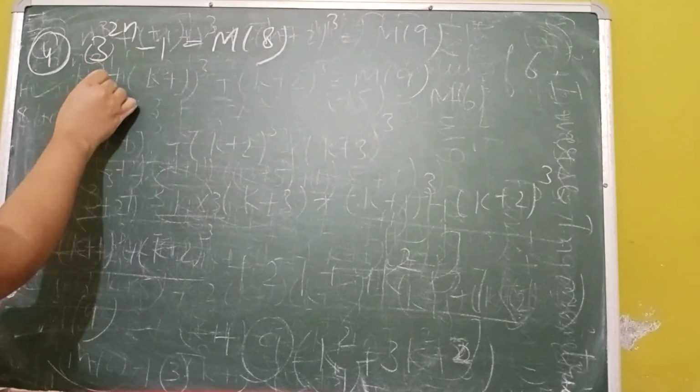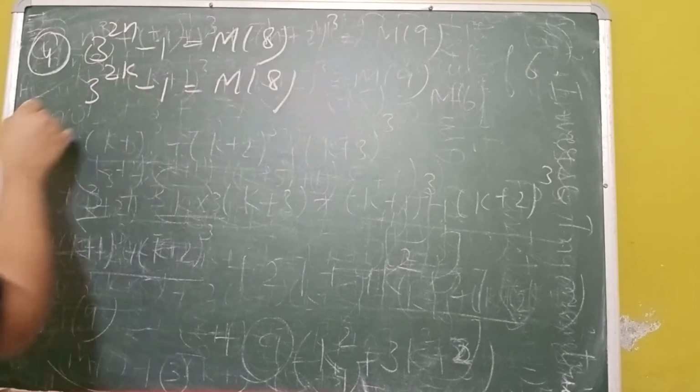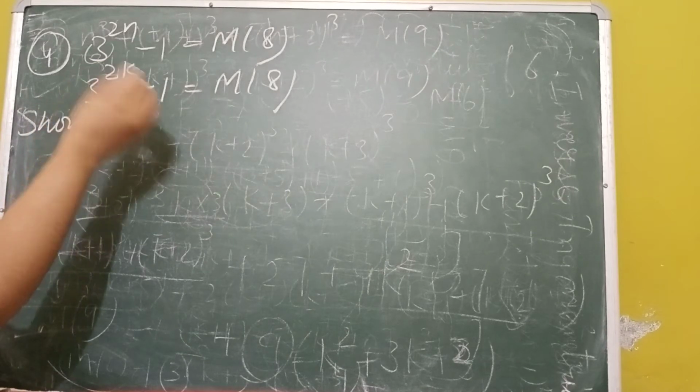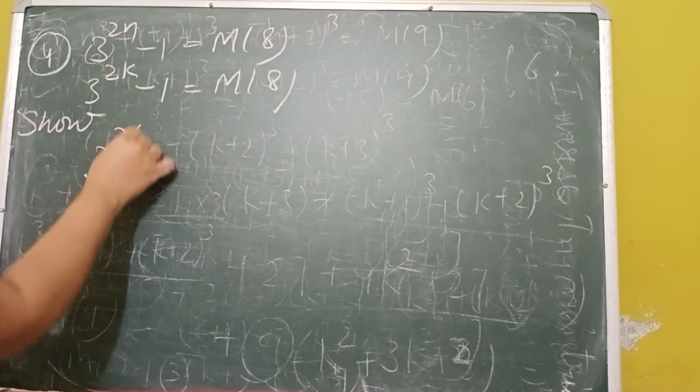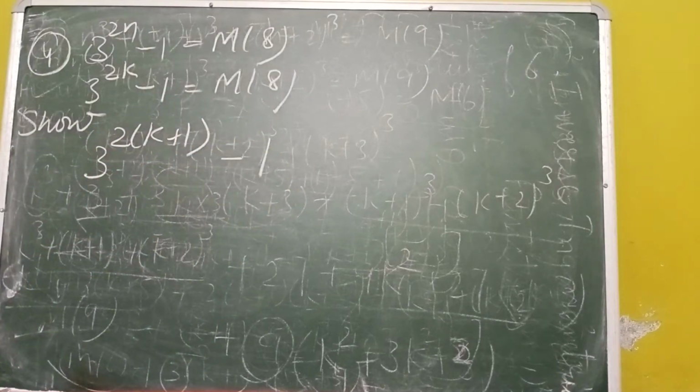Step 2 is we have to take it for k, so it will be 3 power 2k minus 1. That is a multiple of 8. For what we have to show? We have to show it for k plus 1. So 3 power 2(k plus 1) minus 1, we have to show that it is a multiple of 8.